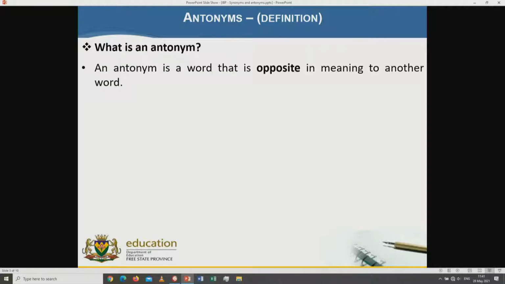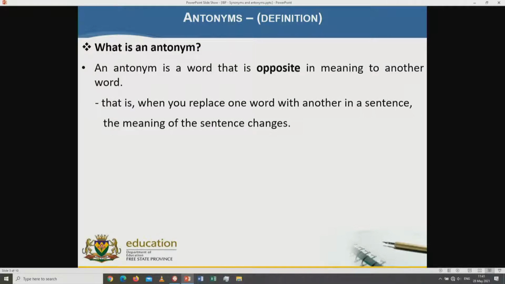I'm sure as I'm saying this, you are thinking of examples of an antonym that you are going to give me when I begin to ask you for them, and I know some of you are coming up with those examples quite well. It means when you replace one word with another in a sentence, the meaning of the sentence changes. It's not the same as in synonyms. When you replace one word with another which carries a different meaning, the meaning of the sentence changes. Now, I want us to look at some examples of antonyms.